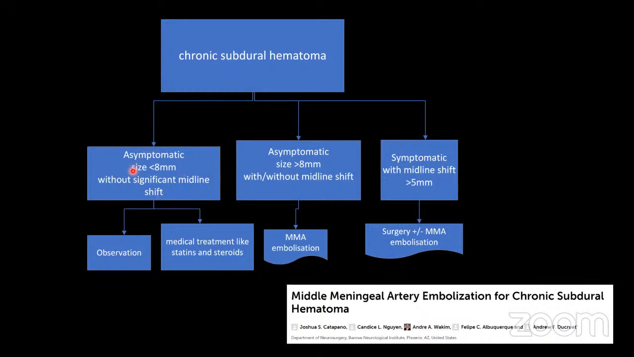And there are particular guidelines for chronic subdural hematoma. If the patient is asymptomatic and the hematoma size is less than 8 millimeter, without midline shift, we can try conservative management. If asymptomatic and more than 8 millimeter, we can do MMA embolization. If symptomatic with significant midline shift, surgery, and preferably MMA embolization along with surgery.